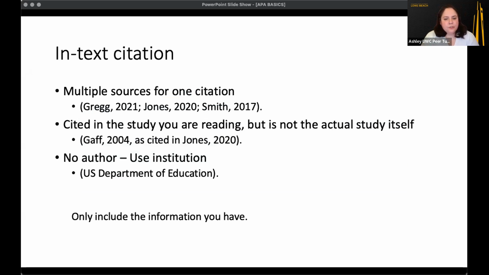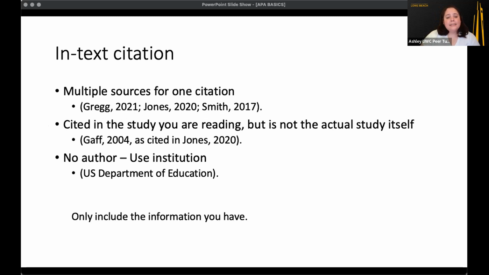So if there are multiple sources for one citation, say for example, several papers say the same thing on this one topic, then you're going to want to use all the authors' last names and the years, separated by a semicolon, and the order is from the most recently published to the earliest published. So it goes by year. So Lee 2021, Jones 2020, Smith 2017.